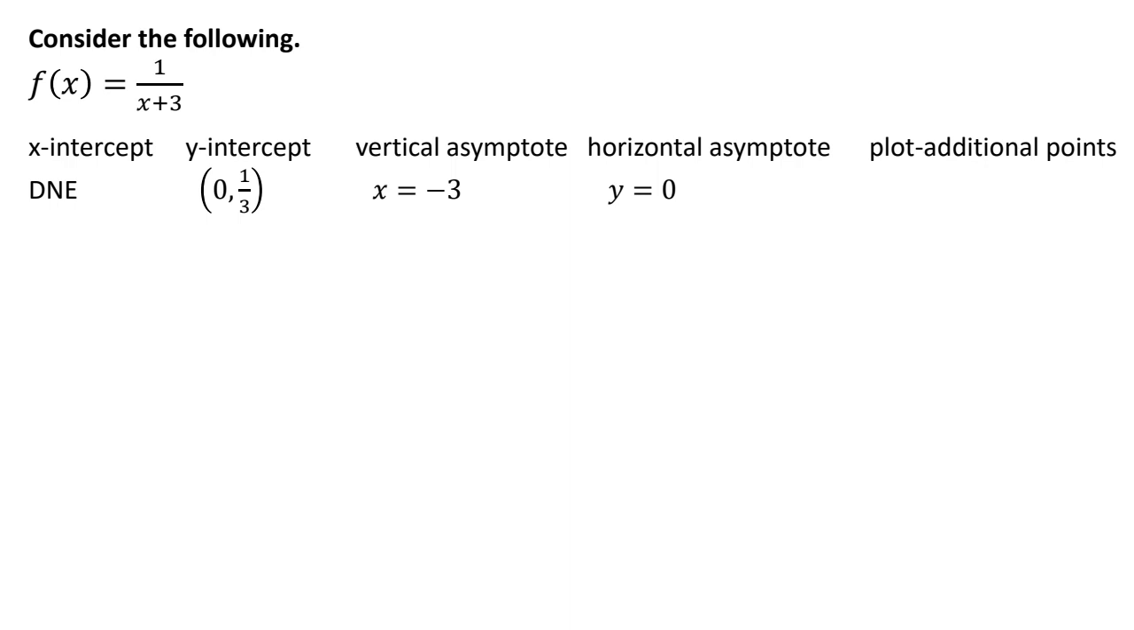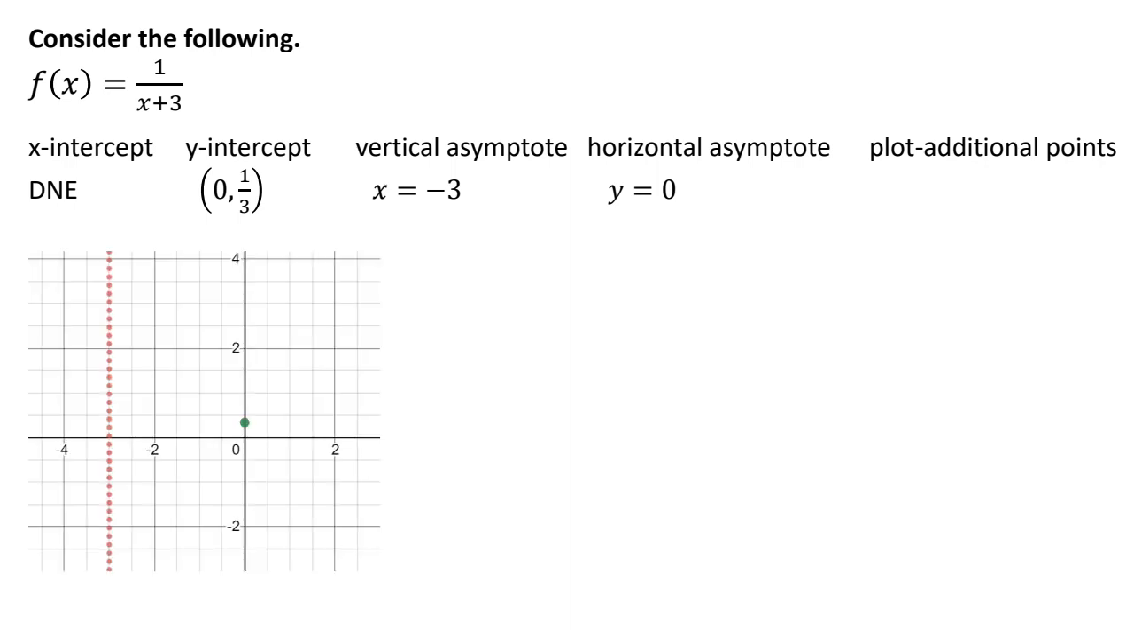So to get a better sense of our graph, we want to plot some additional points, but we also want to be mindful as far as which points we want to pick. For me, I would like to look at points to the left and right of my vertical asymptotes, and also since I have a horizontal asymptote, I want to pick some points above and below my horizontal asymptote.